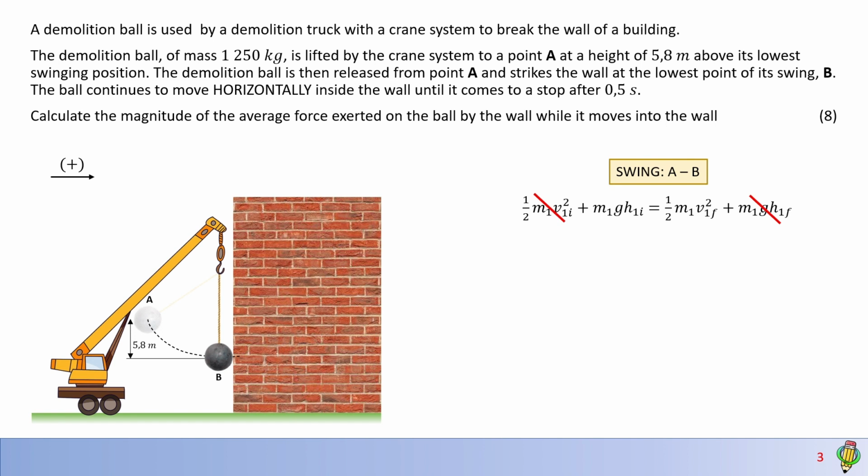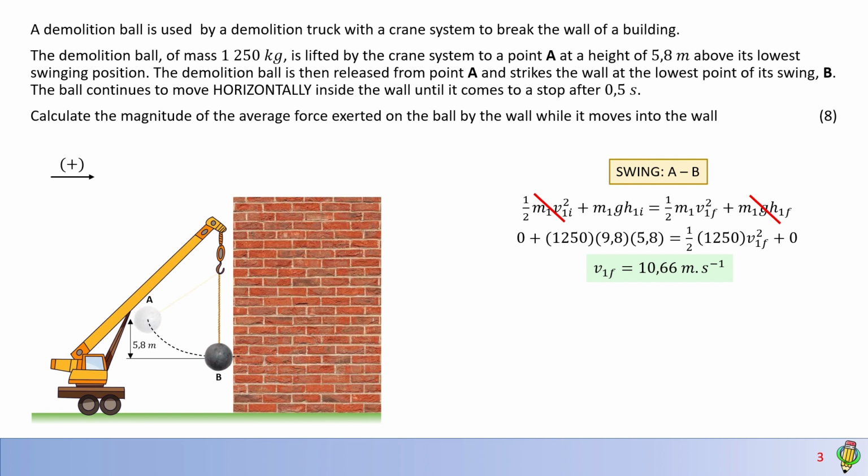We can then substitute all the terms that are remaining. We know the mass of the ball is 1250. The gravitational acceleration is 9.8. The initial height is 5.8. And half the mass multiplied by the final velocity at position B squared. Now the only unknown that we have there is the final velocity. So we can find the value of that, which becomes 10.66 meters per second.